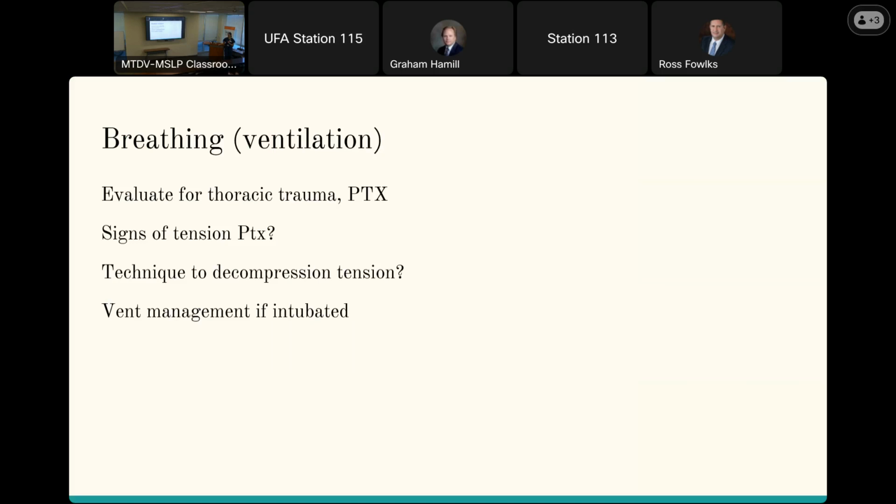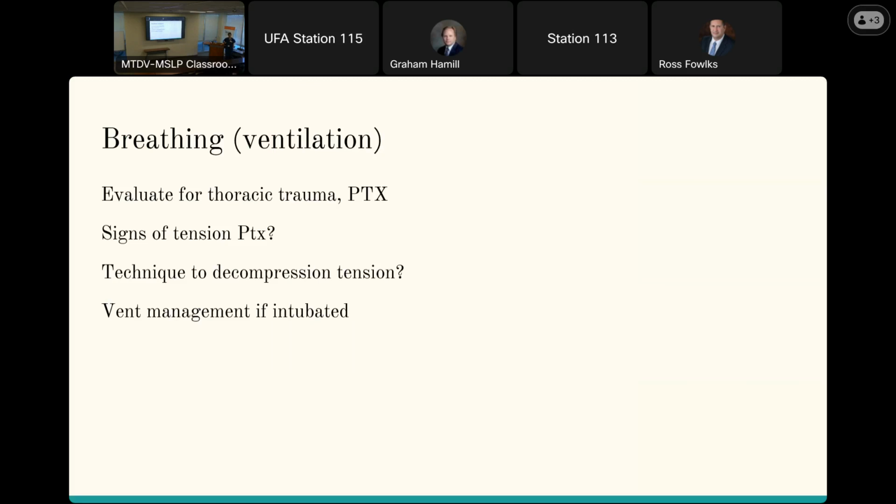Okay. And so how are you taught to decompress? I think you said third intercostal for anterior midclavicular and fourth if you're in the axillary. Good. Okay. Cool. That's great.